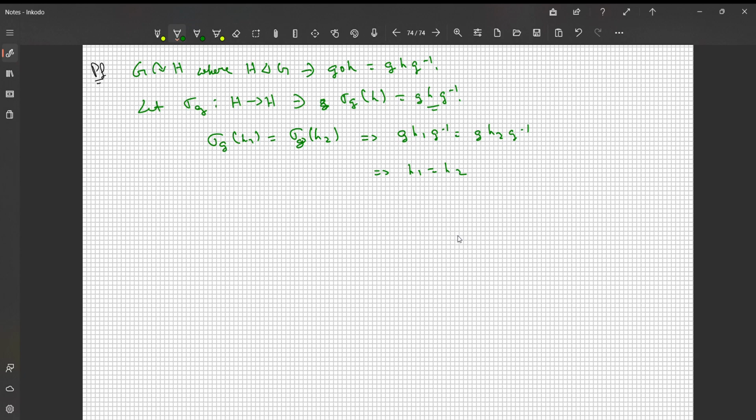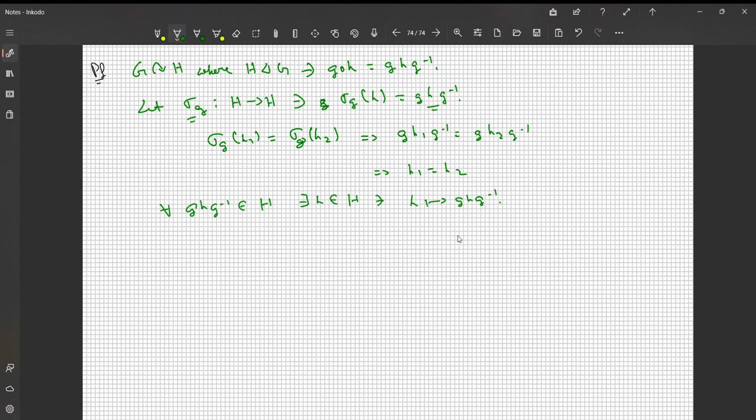And it being an onto mapping is pretty trivial because for every element g h g inverse in H, there exists an element h in H such that h is mapped to g h g inverse. So it's a 1-1 mapping, it's an onto mapping. Sigma g is a bijective mapping. You could also show this directly by showing there exists a sigma g inverse, an inverse mapping of this mapping.